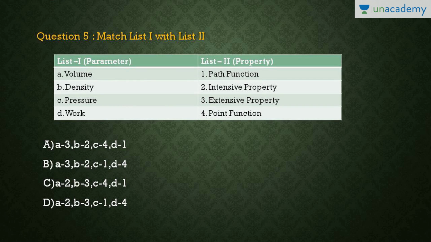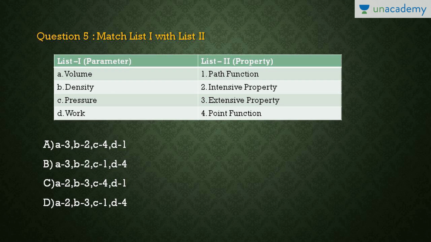Question number 5. Match the list. Right, you have to say volume, density, pressure, work. These are list 1. A is volume, B is density, C is pressure, D is work. And in list 2, first is path function, second is intensive property, third is extensive property, fourth is point function. So here you just see option A, volume. You know that volume is an extensive property, right, and it is a point function, but none of the other things is an extensive property. So you can match volume with extensive property. So A is with 3.